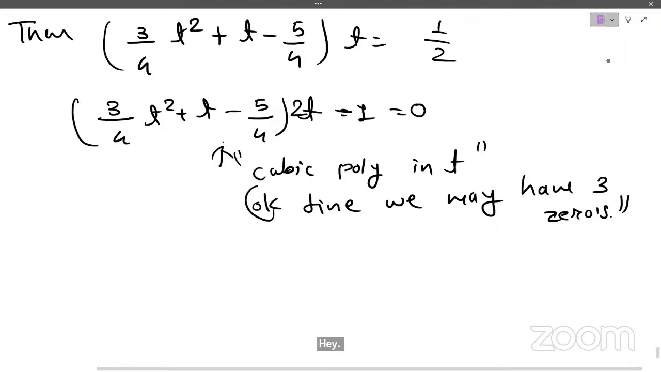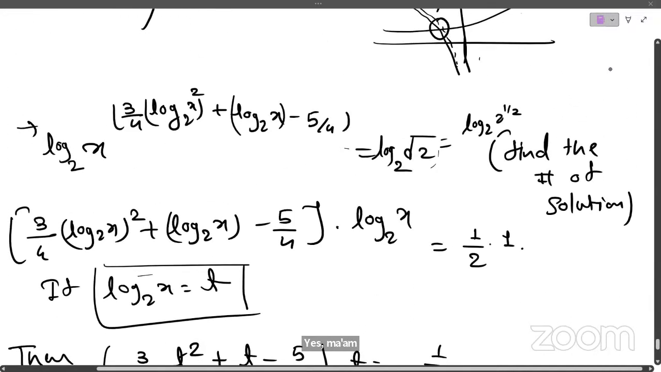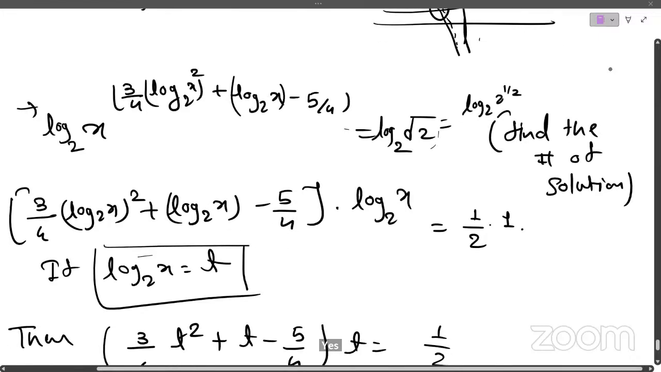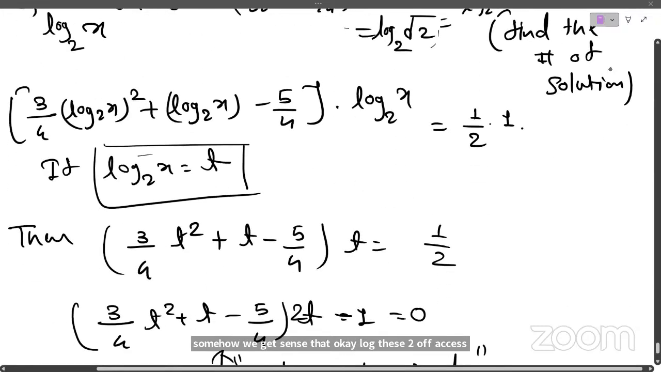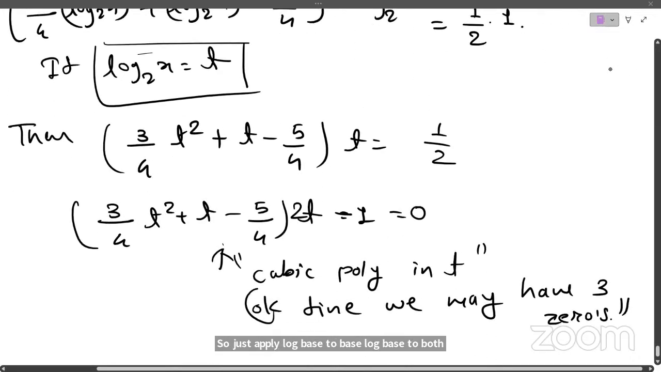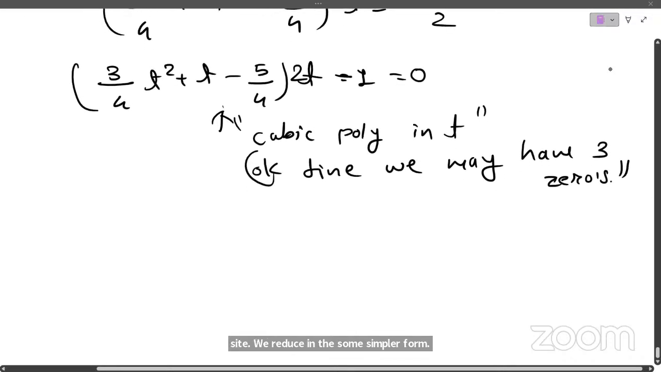Everyone? Yes, ma'am. We are solving this question where we have to find the number of solutions of this expression. So we try to break it down into simpler steps. We'll apply log base 2 on both sides, because somehow we get a sense that, okay, log base 2 of x is there, so maybe we can get something this way. So just apply log base 2 on both sides. We reduce it into some simpler form. At the end, we get a cubic polynomial in t.